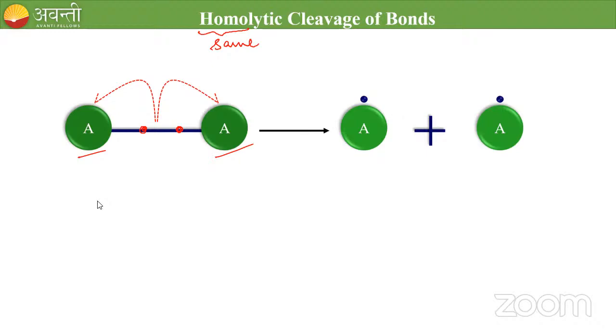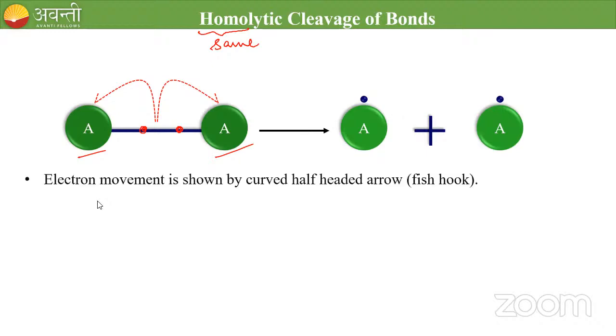Now the electron movement is shown by a curved half-headed arrow. You all can see, right? It is like a fish hook arrow. I did not draw a double-headed arrow. It is a single-headed arrow, a fish hook. All of you might have seen a fish hook, right? It represents that only one electron is moving towards that particular atom.